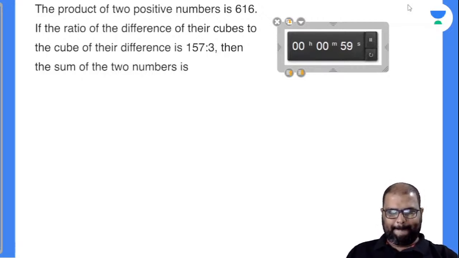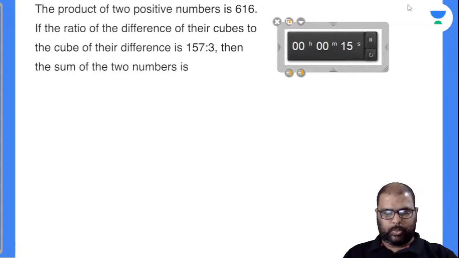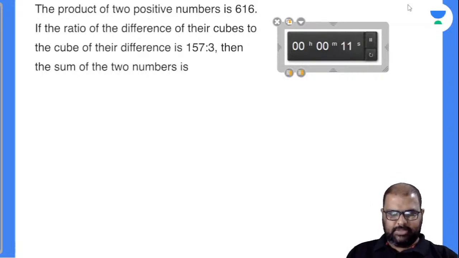Minute more. 10 seconds more. Any answers from you?